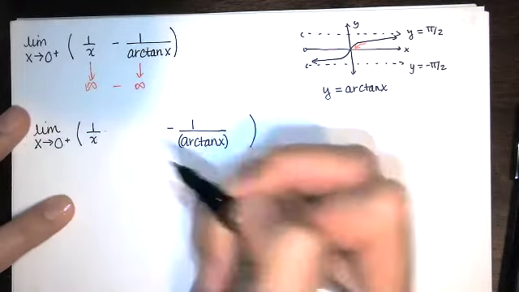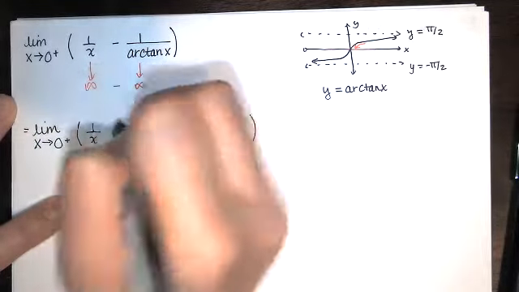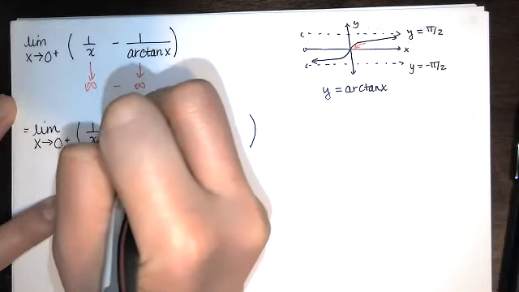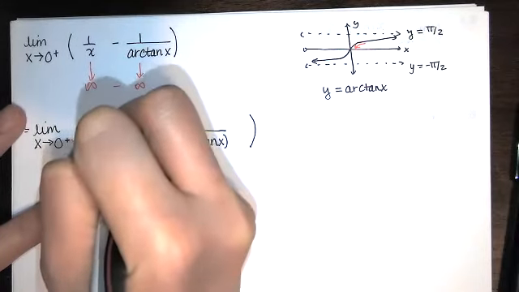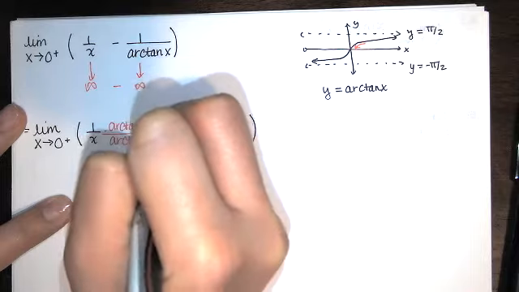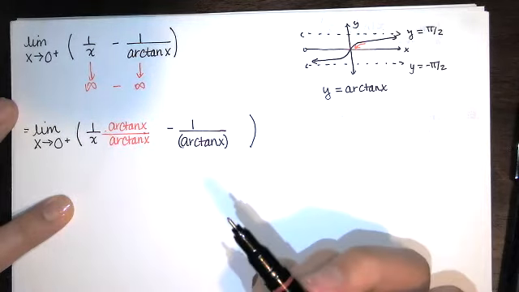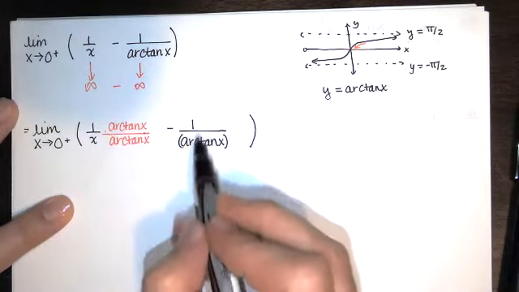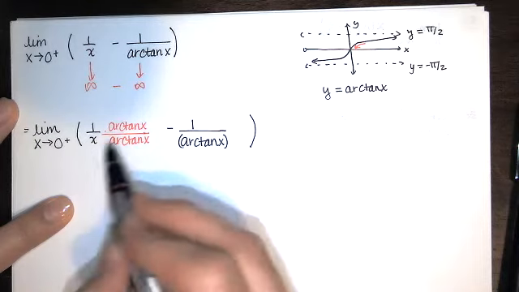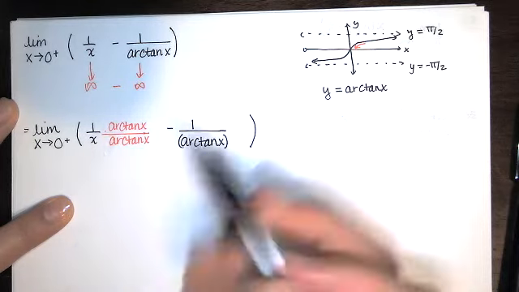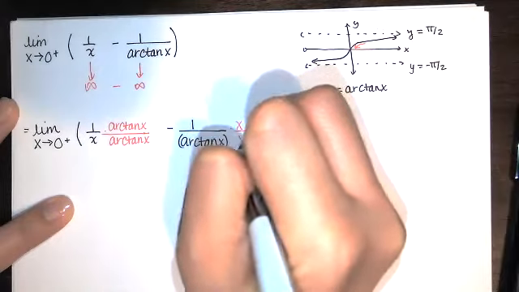So I want this denominator to be x arctan of x. So I multiply by arctan of x over arctan of x. And that'll give me what I want in the denominator. Over here, I want the denominator to be the same as that. The only part that's missing is that x. So we multiply by x over x.